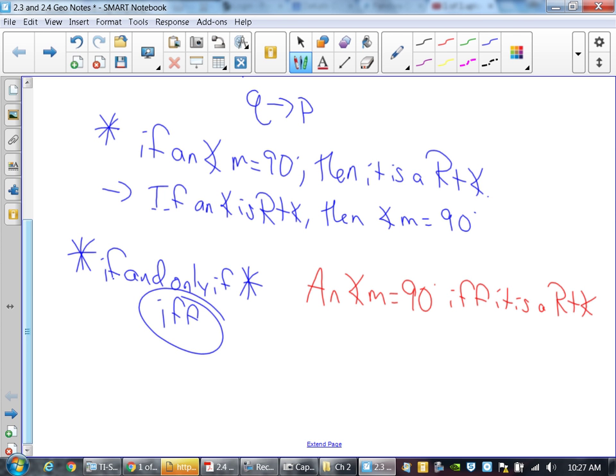We'll see it a lot more as we start doing more of these style proofs, which utilize definitions and theorems all the time. So you'll see it a lot. Okay? I just wanted to briefly talk about that.